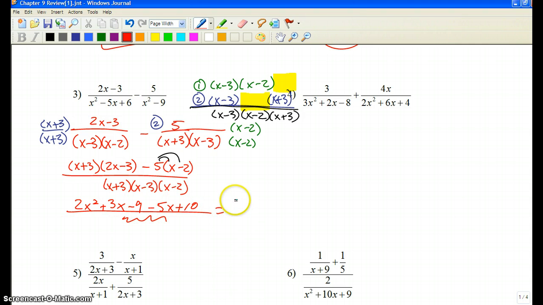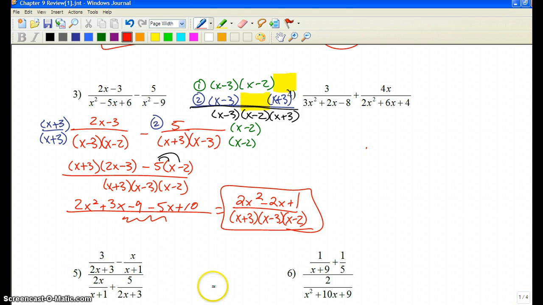So we're left with 2x squared minus 2x plus 1 all over x plus 3, x minus 3, x minus 2. So this right here is not going to factor. The numerator is not going to factor anymore, so we're consistent. And that's our response. Now our second question, number 4, we're adding two fractions.